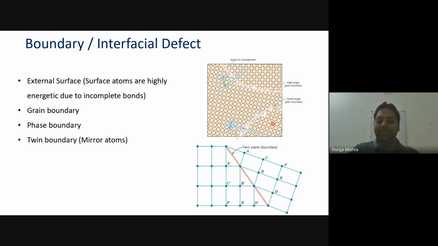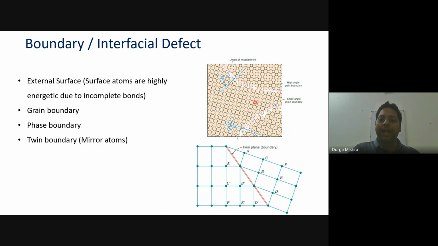So we have three grains here: one, two, and three. Now these two grains meet at this boundary, and they have completely different orientations of the atomic planes, and that is why you get this high energetic state, the grain boundary.